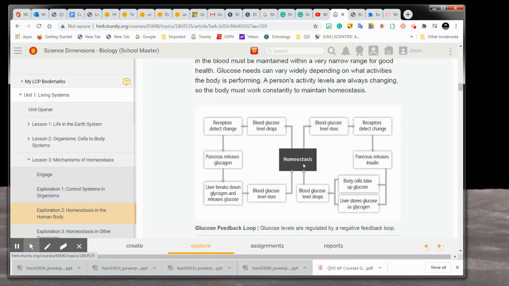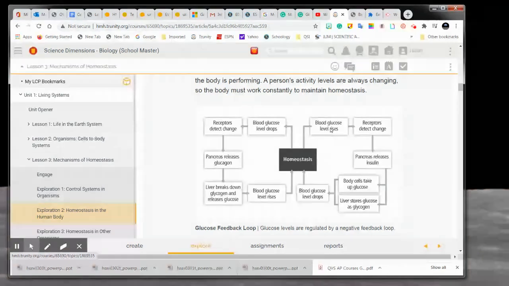Now, the opposite effect here. Let's say your blood sugar gets too high. You eat a bunch of candy bars or whatever, and your blood sugar goes through the roof.